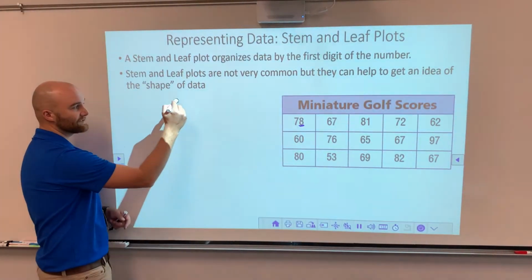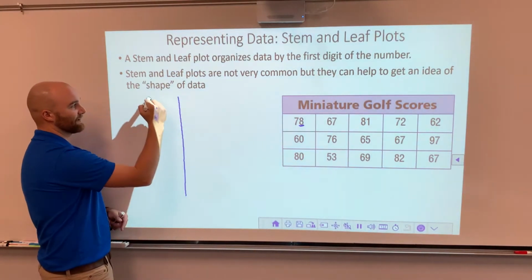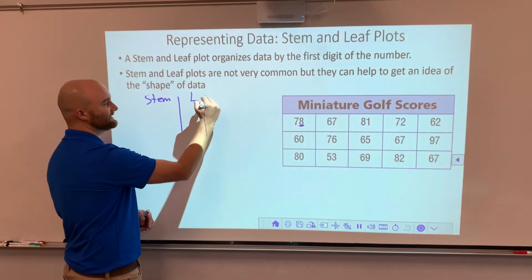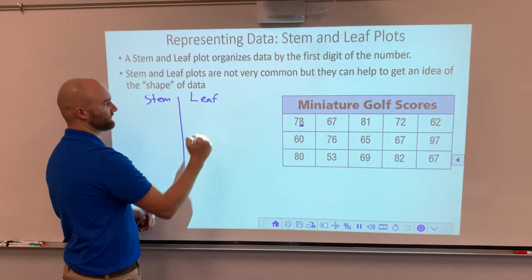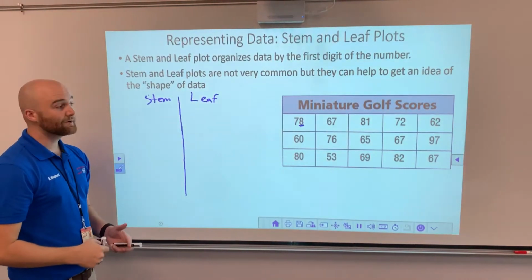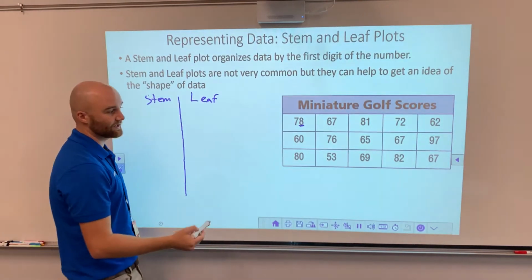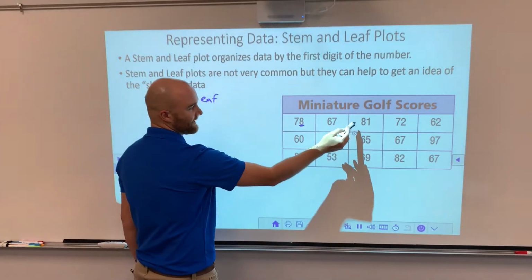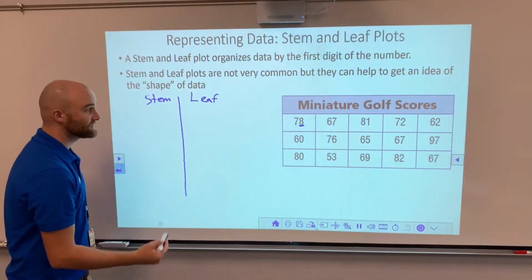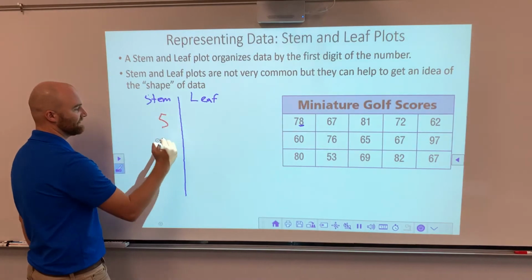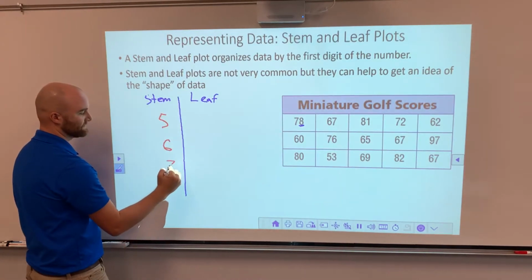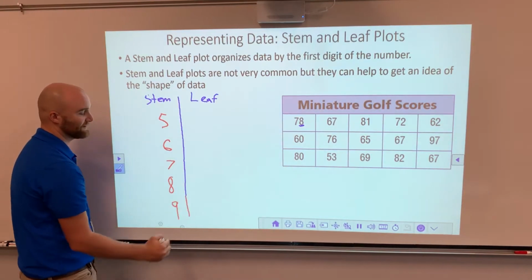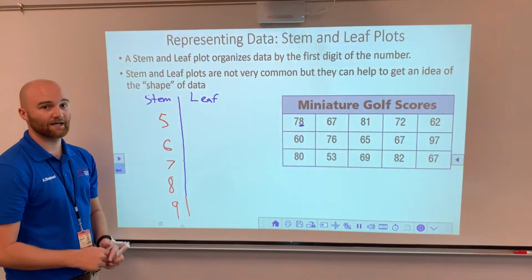So I'm going to draw out my stem and leaf plot like this. Here I've got my stems, and over here I have my leaves. First, I'm going to put those stems in order from least to greatest. I see a 5, then a 6, then a 7, an 8, and a 9. So I'm going to put the stems over here: 5, 6, 7, 8, and 9. That's my stem and leaf plot.